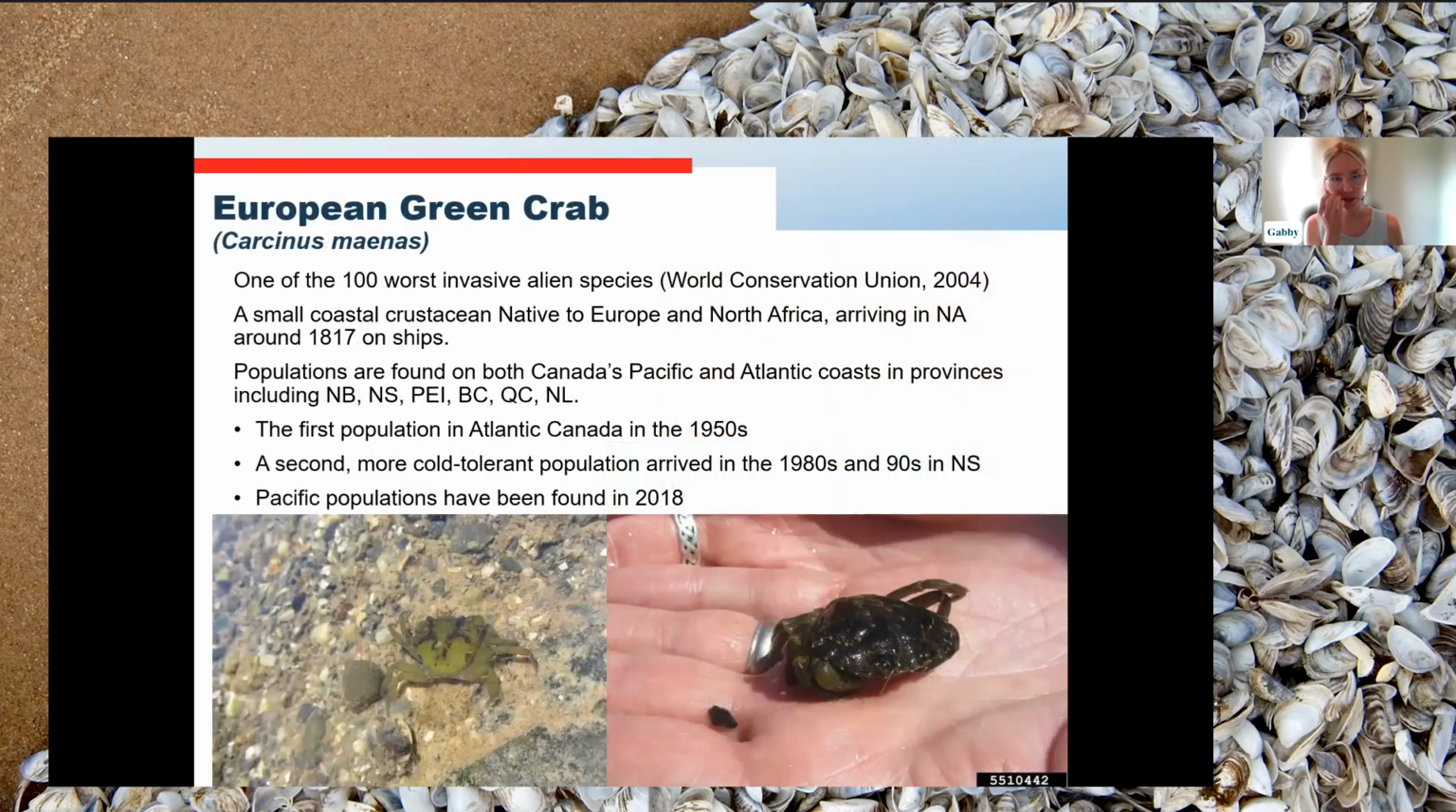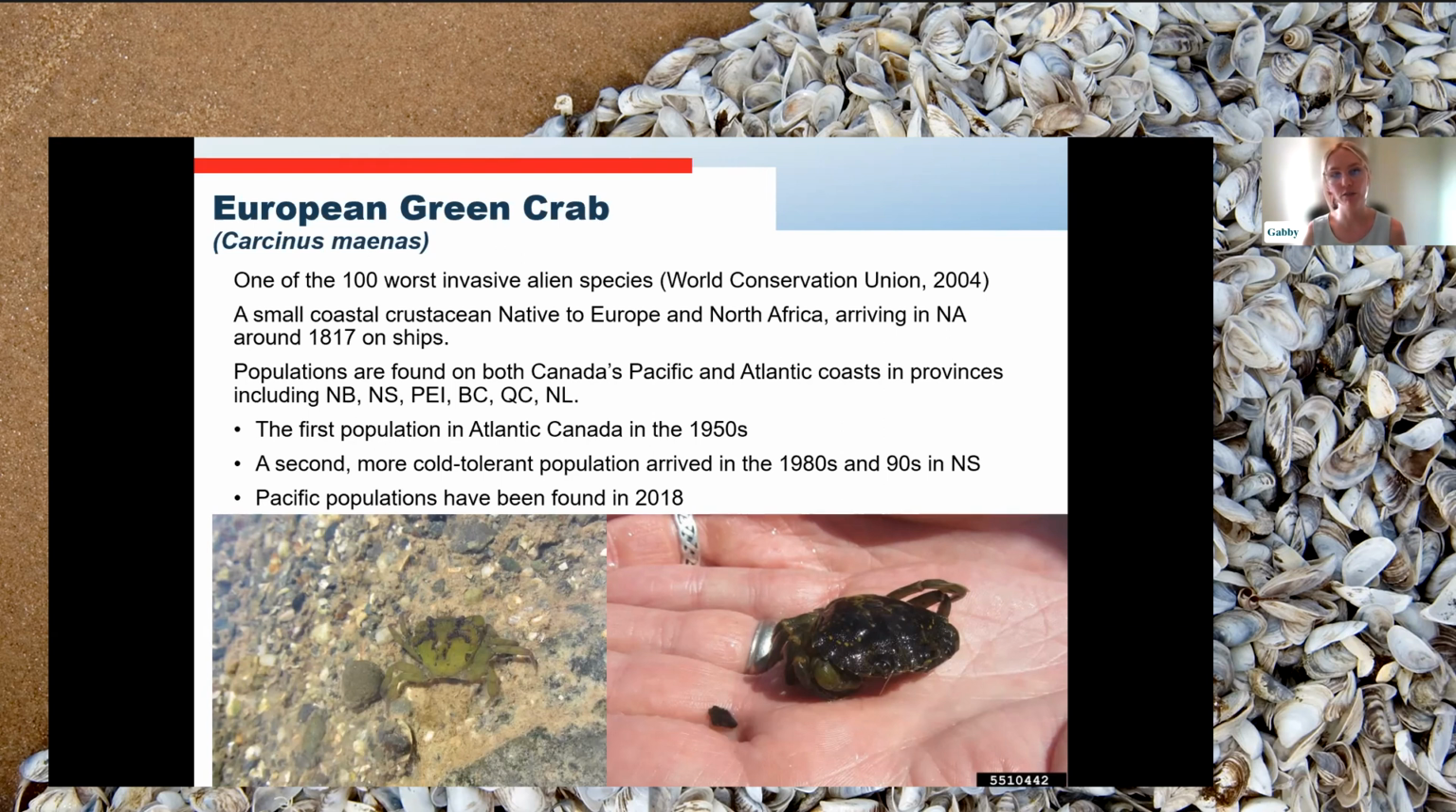So here's another one that's been in Canada for some time. The European green crab is one of the 100 worst invasive alien species as listed by the World Conservation Union back in 2004. I think it's probably still up there on the list, even though some time has passed. It's a small coastal crustacean native to Europe and Northern Africa. It arrived again on ships, likely in the wooden cargo holds, and populations have been found on the Pacific and Atlantic coasts of BC.